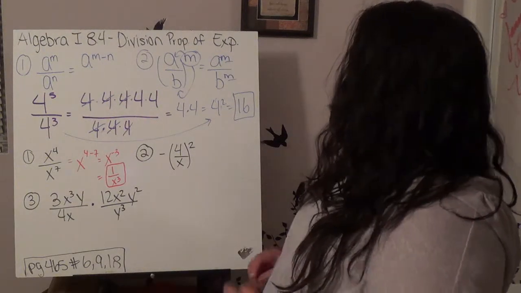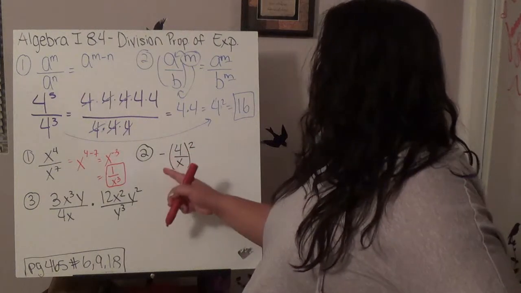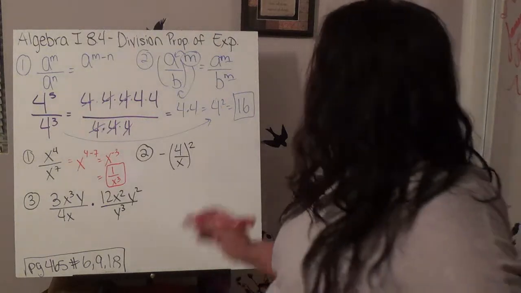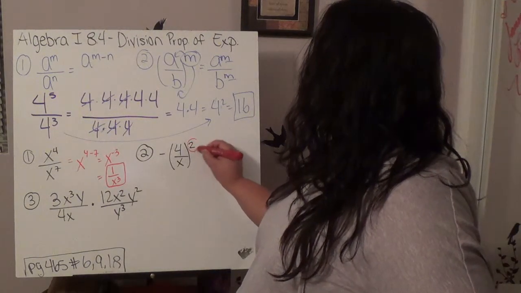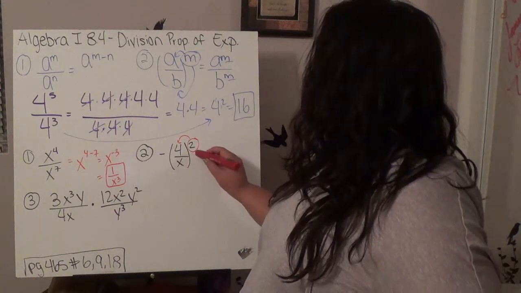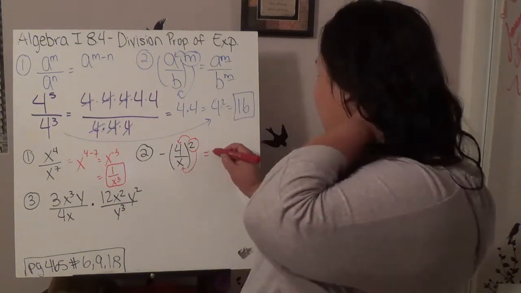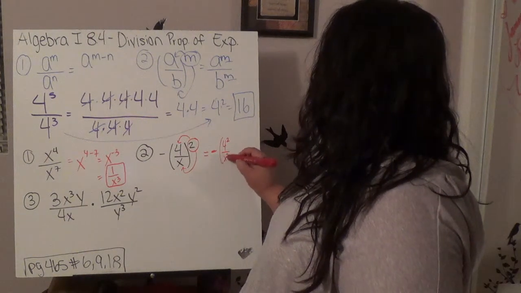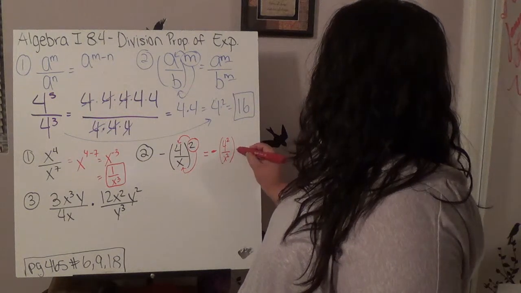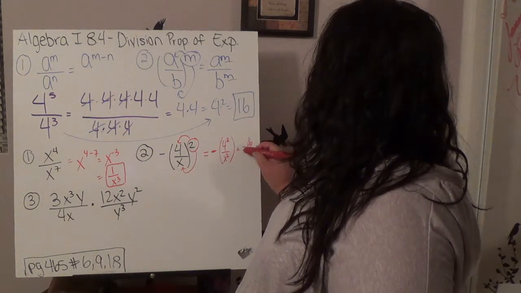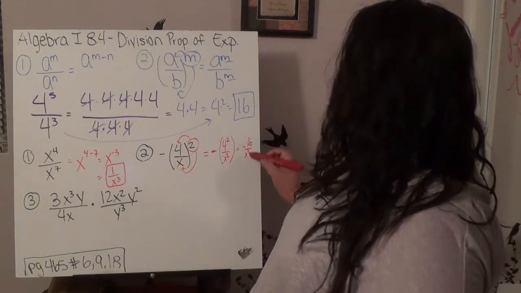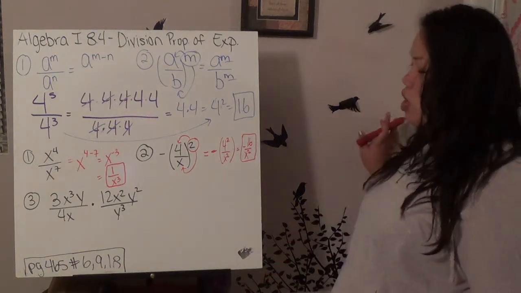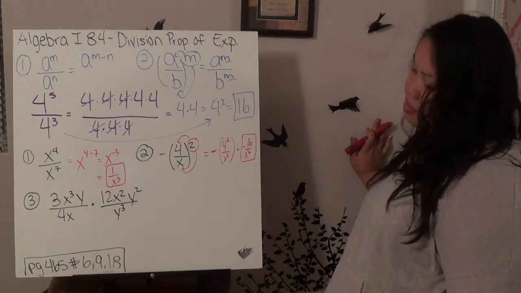Alright, so let's try this one. There's this negative out there, but it's not in the parentheses, and the order of operations states that we focus on the parentheses first. So we're going to take this 2, distribute it to the 4, and then distribute it to the x. I'm going to keep that negative out here. So I end up with 4 squared over x squared. This gives me negative 16 over x squared. Because they don't have anything in common, I can't simplify further. Therefore, that's my answer, negative 16 over x squared.